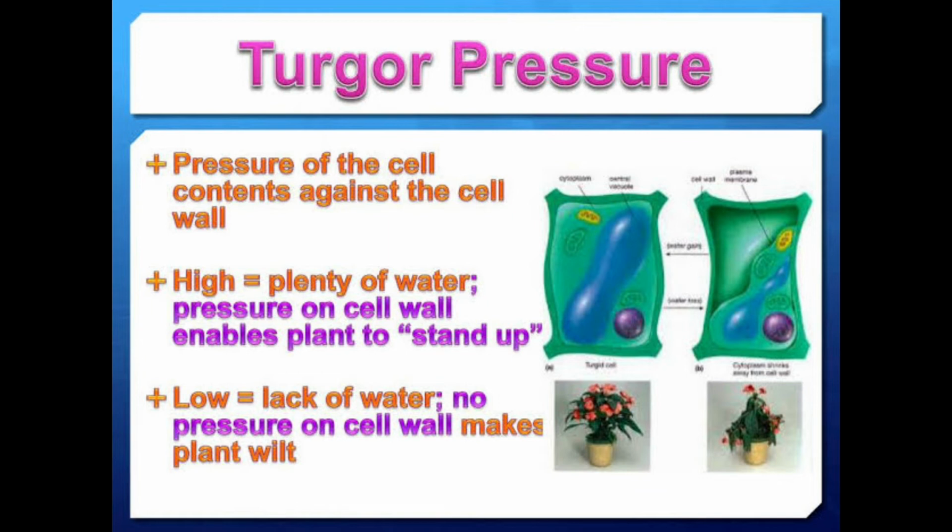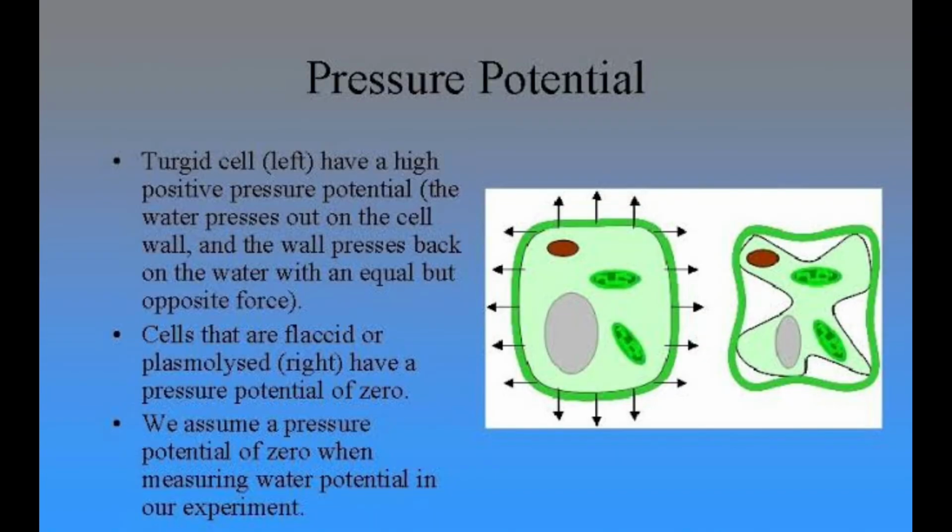The pressure exerted by the protoplast, due to entry of water against the cell wall, is called pressure potential. Remember, pressure potential. Because of the rigidity of the cell wall, the cell does not rupture. Sometimes animal cells rupture, but plant cells never rupture because of the presence of this strong cell wall around them.